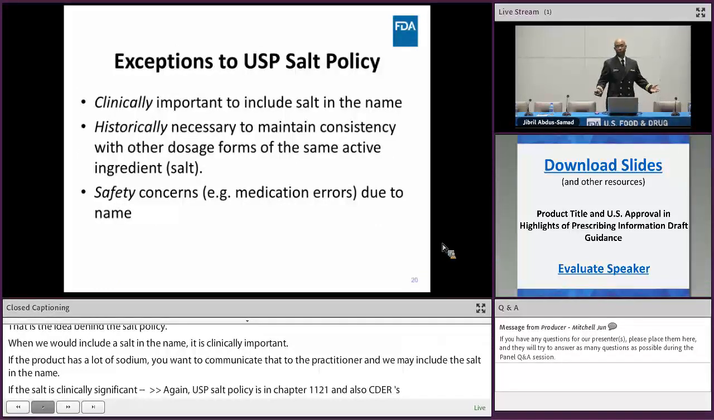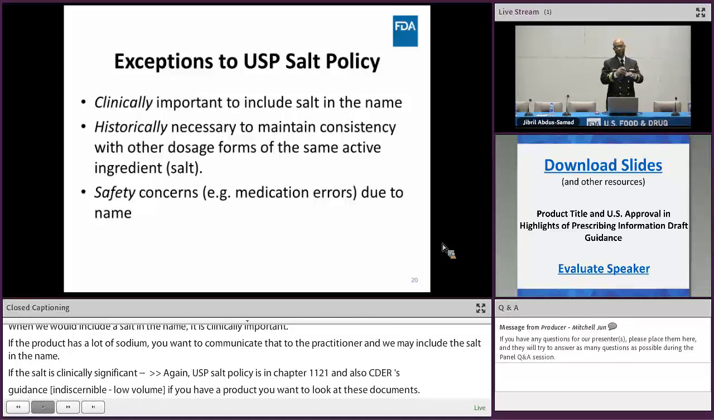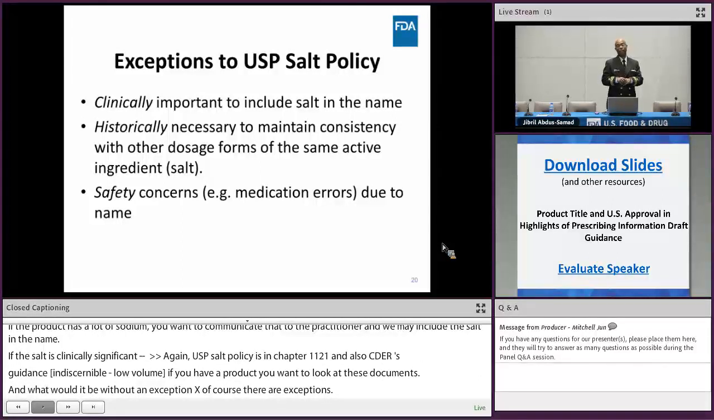And then what would it be without an exception? So of course there's exceptions. And essentially, again, I sort of put it in three main categories, but refer to the guidance for all the details. But essentially, if there's a clinical importance, then you want to include the salt in the name.